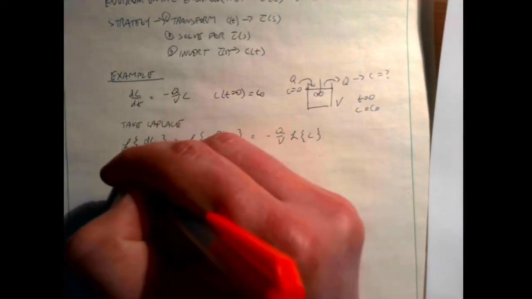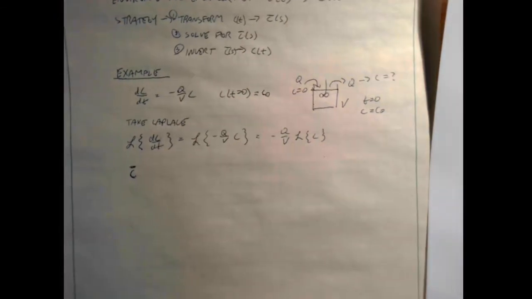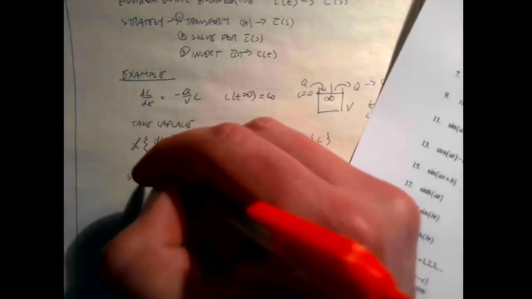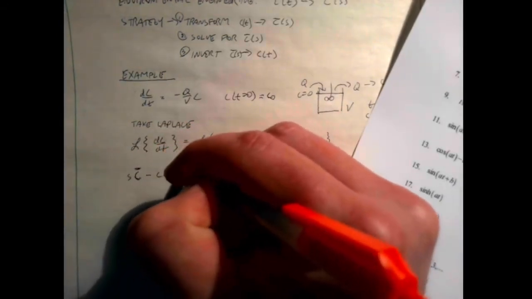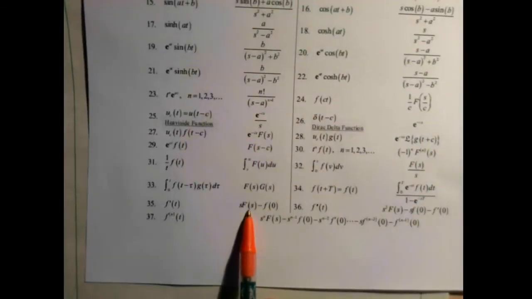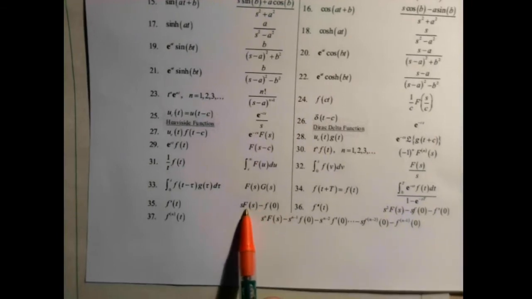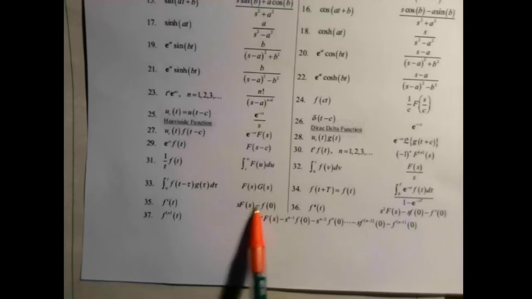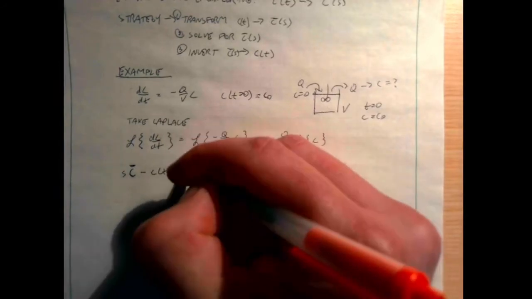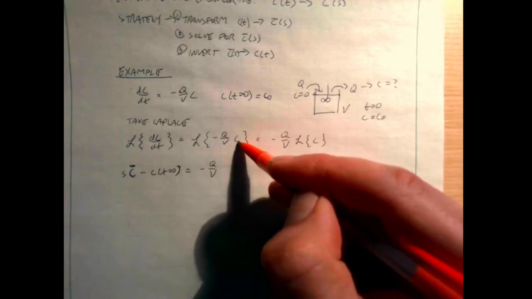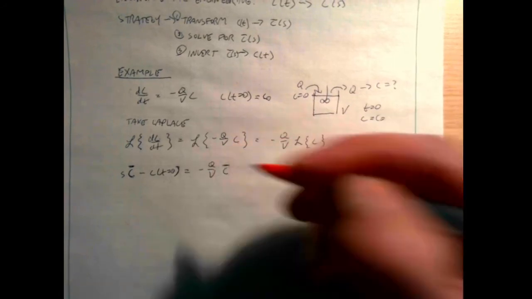So dc by dt is then, c here is like my f, and we said we're going to write its transform as c bar, so it's c bar times s minus c at t equal to 0. That is s times big F of s minus f of 0. So my big F becomes c bar, my little f becomes c, and t and s are the same in this situation. And then on the right hand side I get my negative q over v, and the Laplace transform of c is just c bar, so that one's not too hard.